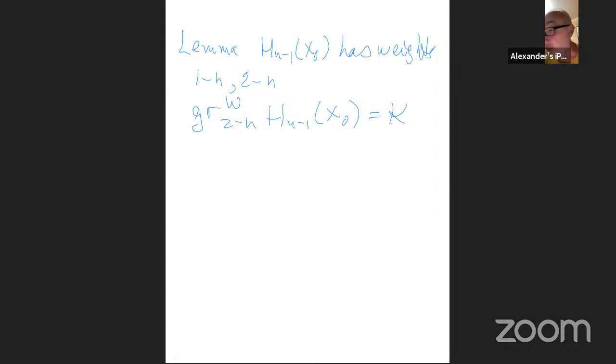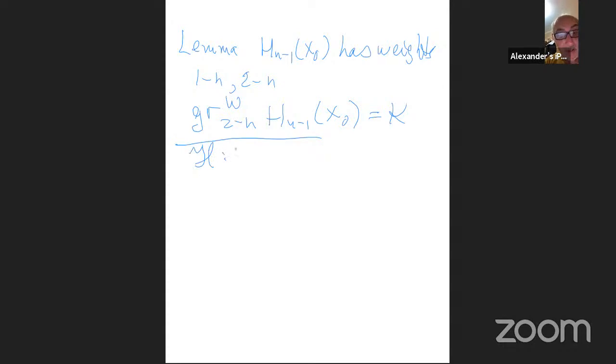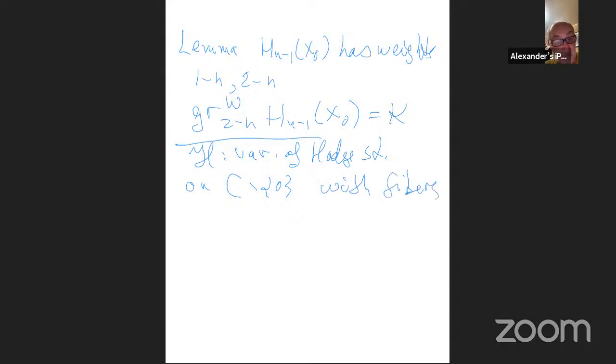Well, now I will use it as follows. So let's consider now a variation of Hodge structures H on C minus zero. Well, a variation means that I pass to complex algebraic varieties and consider a variation of Hodge structure there. And the fibers will be just the homology of the fibers of degree n minus one. So this is a variation of Hodge structure of weight one minus n.